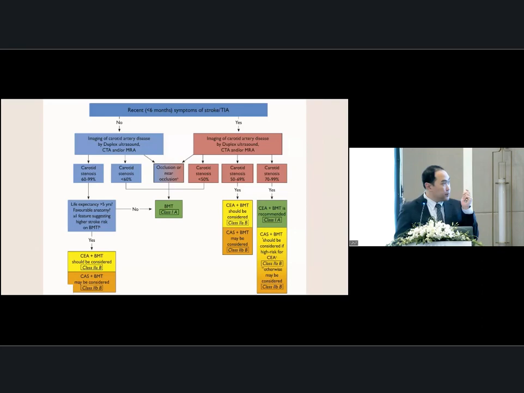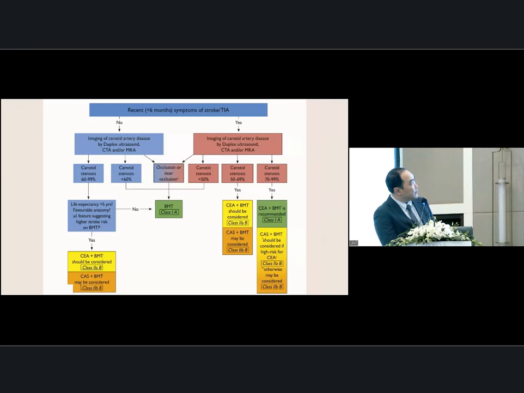This is really the actual entire strategy. So number one is whether they are asymptomatic or they are symptomatic. And then you look at the degree of stenosis itself. Let me just move to the easiest category.